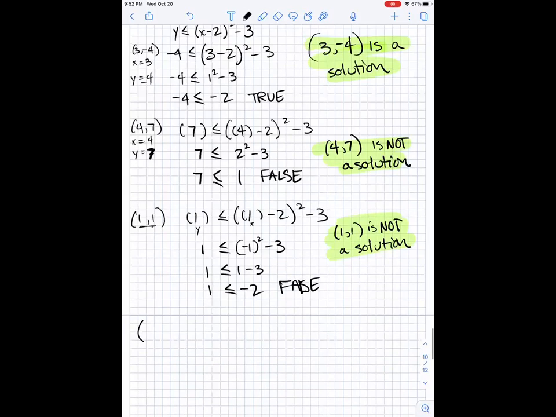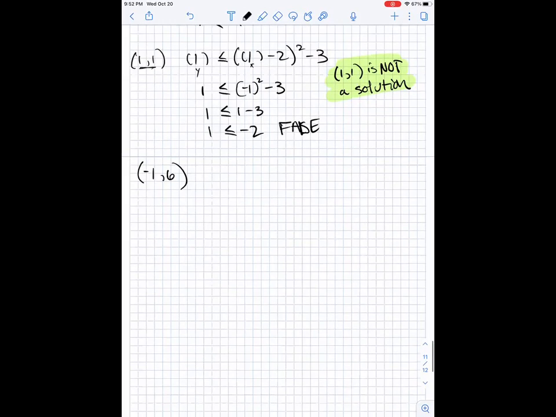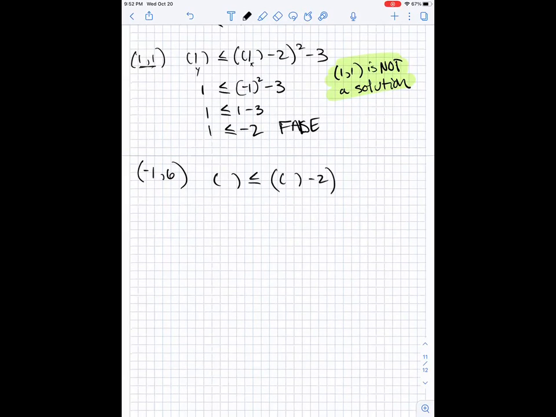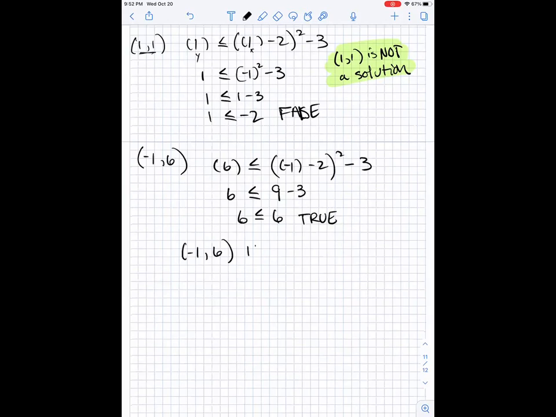Last one, -1, 6. Again, y is less than or equal to x minus 2 squared minus 3. Plugging in the 6 for the y, -1 for the x: 6 is less than or equal to -1 minus 2, which gives me -3. Square that is 9. So 6 is less than or equal to 6. This one is true. It's actually on the borderline. What that tells me is that -1, 6 is a solution.